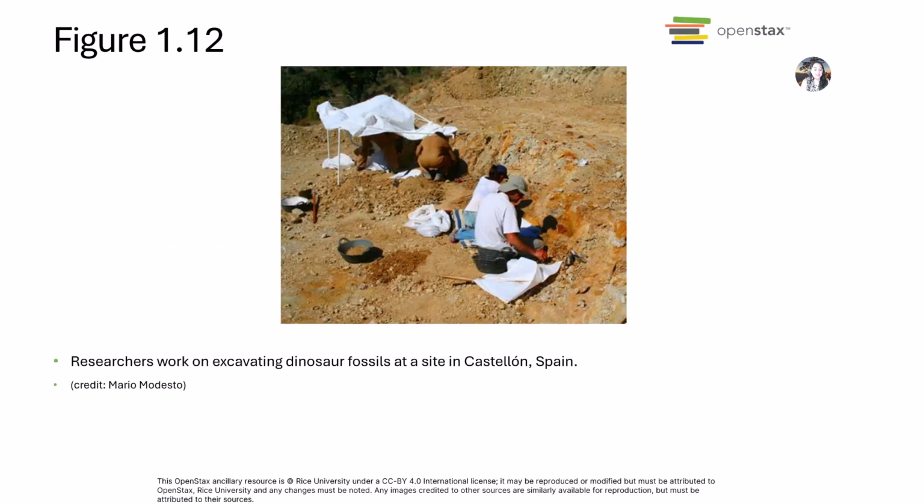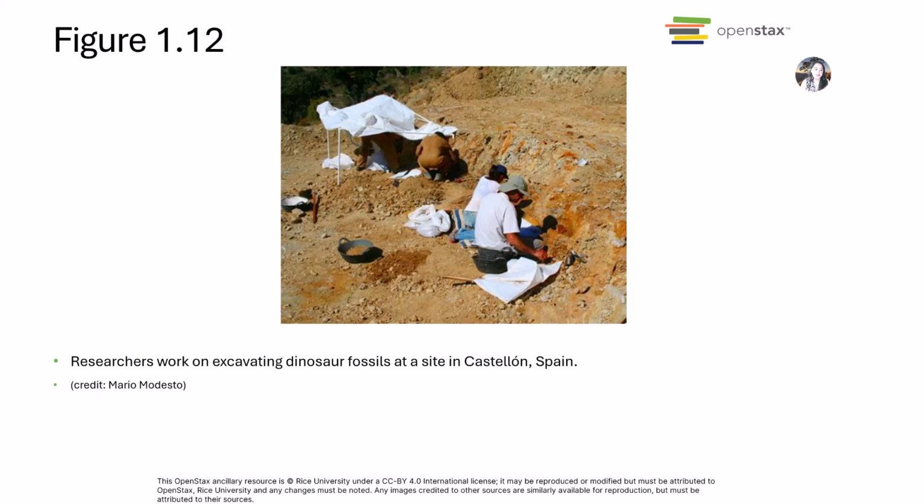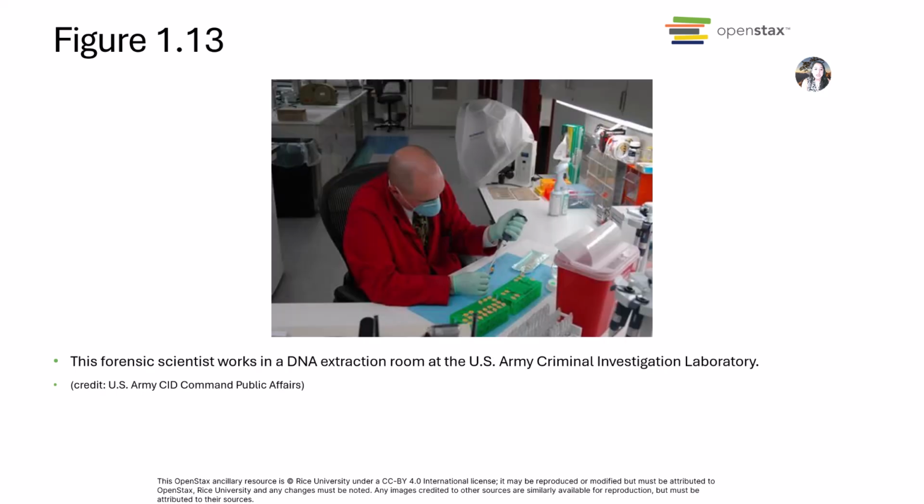So here's an example of paleontology. They're studying fossils. They're looking for fossils in Spain. Here's an example of molecular biology. So here's a forensic scientist working in DNA extraction for criminal investigations. So there's a lot of different fields. There's so many. And if you are ever interested in becoming a biology major, feel free to talk to me to see what kind of field you would be interested in? Because there really are so many, and there's so many different paths within biology.